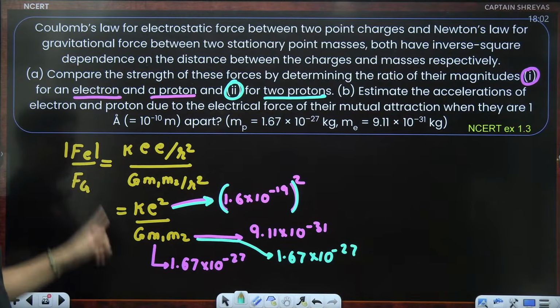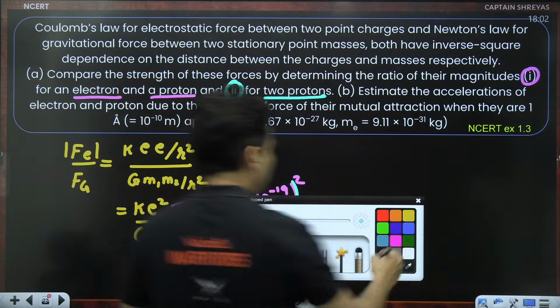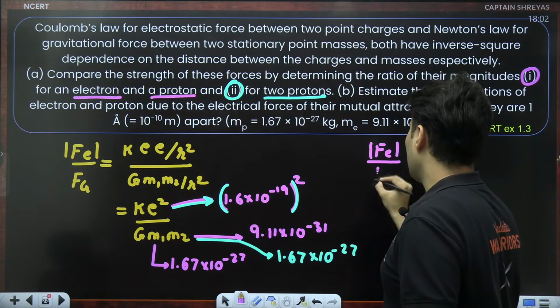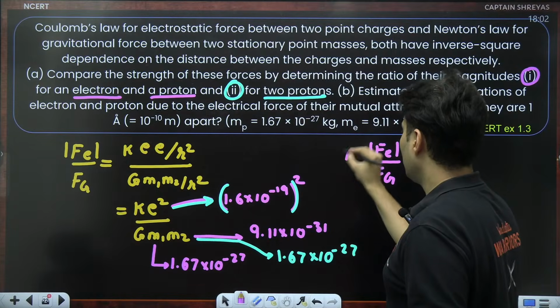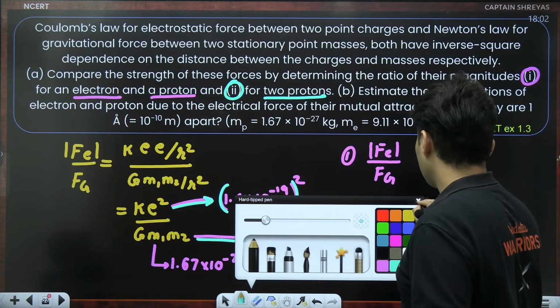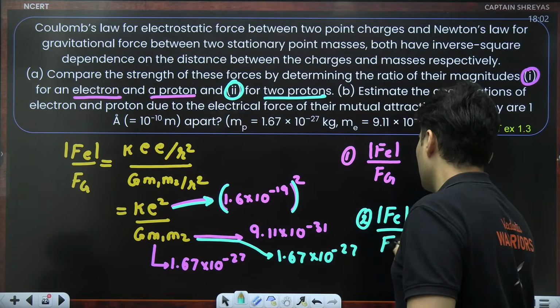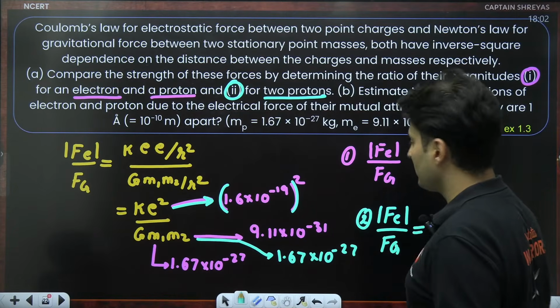So you will get two different answers: the ratio of the electric force by the gravitational force in the first case, versus the ratio of electric force upon the gravitational force in the second case.